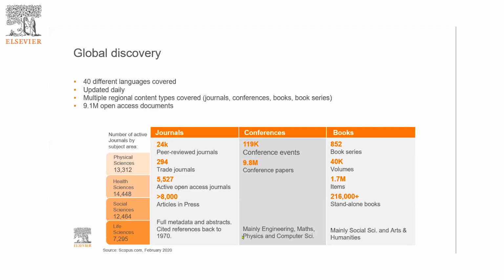So you can see from the screen also that the subject distribution is quite equal. It is divided into four broad categories: physical sciences, health sciences, social sciences, and life sciences. It also contains more than 8,000 articles in press, so it gives you very current information. So even those articles that have been accepted for publication but have not been published yet are also available in Scopus. It covers more than 9 million conference papers and more than 2,000 books as well. These books are mainly focused on social sciences and arts and humanities.